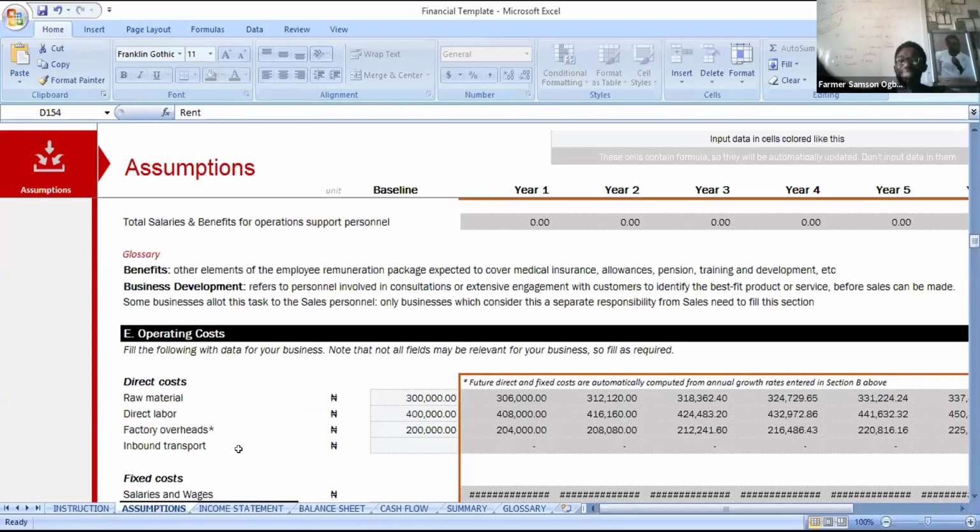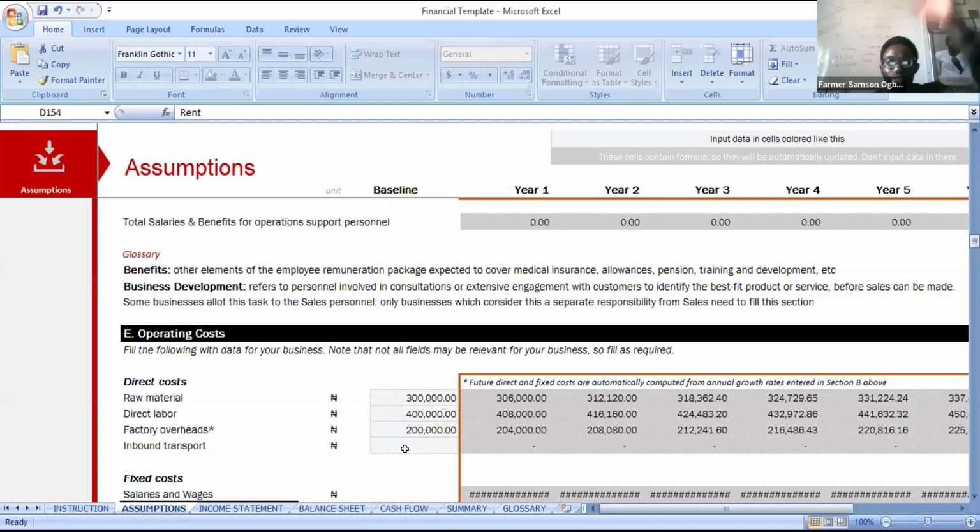Then inbound transport, which means how much do you spend on getting those raw materials to you in the company? A crop farmer, your direct raw materials are the seeds you are buying, I'm sure you bought seed, you bought fertilizers. These are raw materials. Let that answer the question. Inbound transport: how much did you spend to transport those things? So let's put 40,000 as an example. So we are done with that.